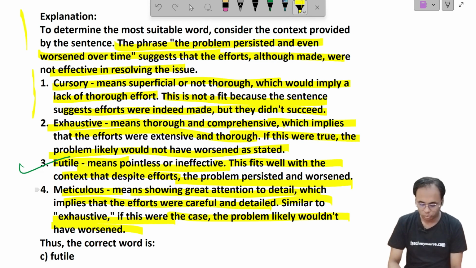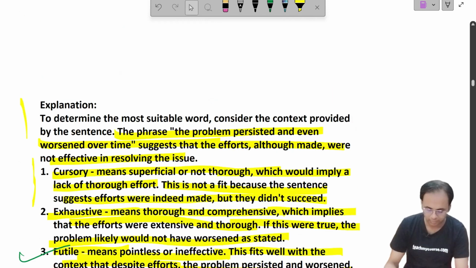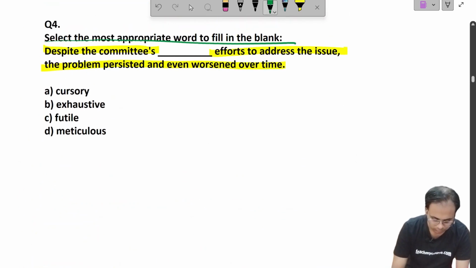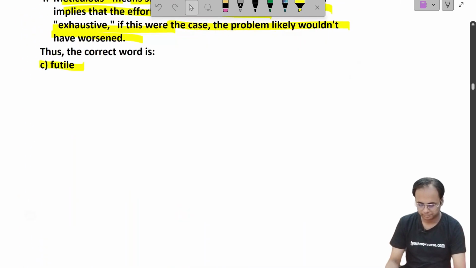So only futile can come in because the efforts were made but they were just not good enough to solve the issue. The issue got worsened. So the correct word is futile. Okay, this one, futile is the answer.